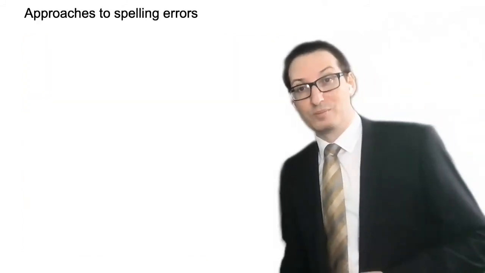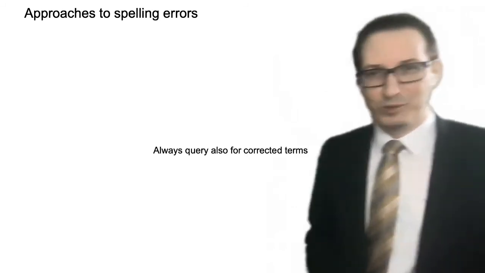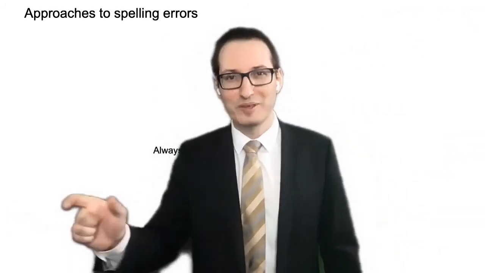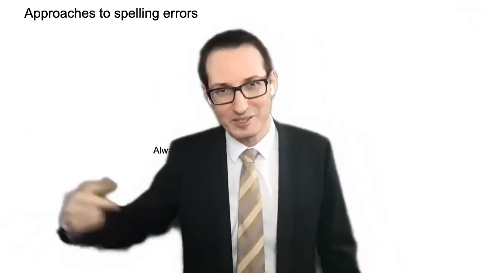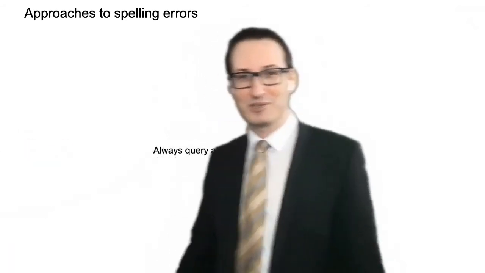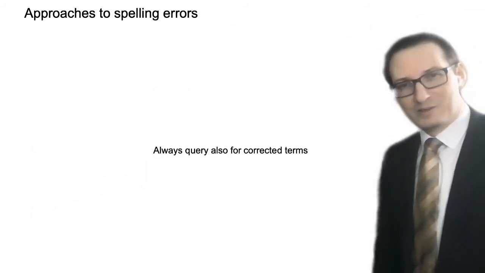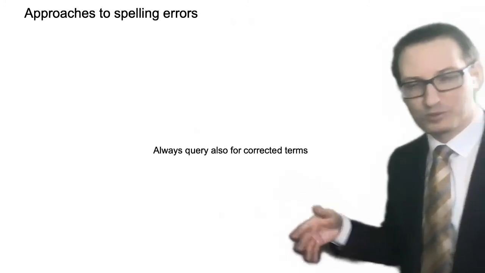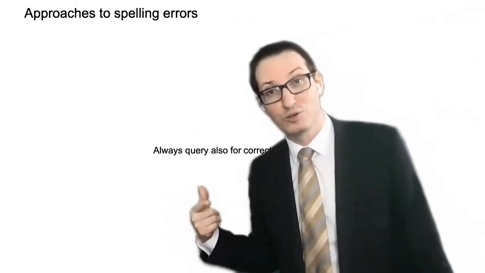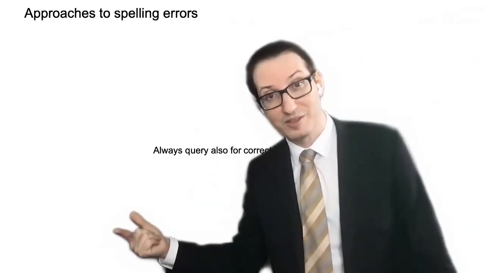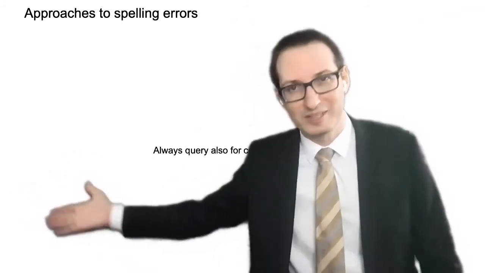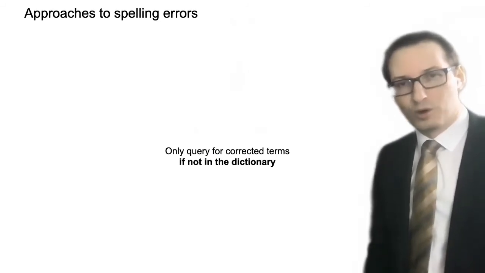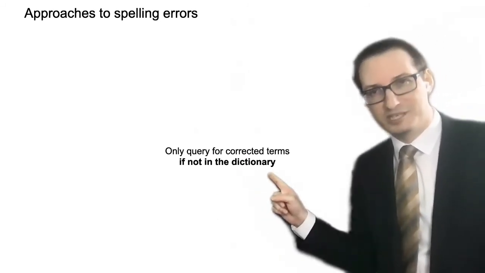Okay. Now, spelling errors. You probably notice when you type a search in a search engine, the "did you mean," right? So you made a mistake, but actually it finds out which mistake you made and suggests a fix for that. So you can always query for corrected terms. So maybe you can try it every time. Actually, Google tends to do that, right? If it thinks you made a mistake, it will just be proactive and directly give you the query for the corrected terms. You could also only correct the terms if they are not in the dictionary, right?